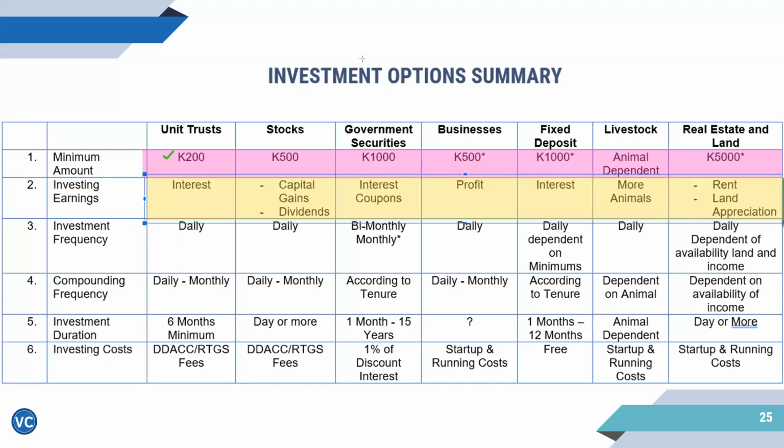Now, another thing to take into consideration is how frequently you can invest in these different investing options. So with unit trusts, every single day you have 200 kwacha, you can buy a unit trust, or a unit is what it's actually called. If today, like today is Friday, you had 200 kwacha, you would have sent the money to the unit trust, and they would have bought you units. On Monday, you've got 200 kwacha again, you buy units. Same thing with stocks. You can buy stocks literally every single day, as long as you do it in multiples of 500.